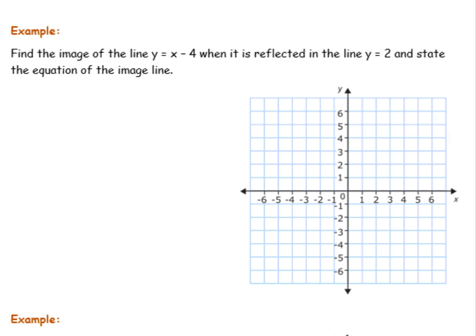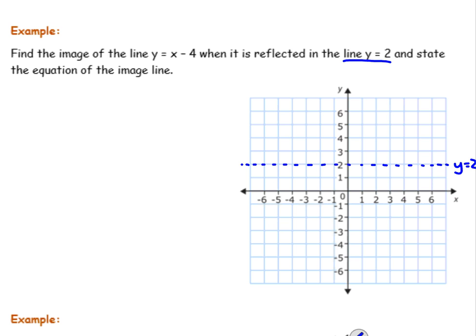Example. Last page. Find the image of the line y equals x minus 4 when it's reflected in the line y equals 2 and state the equation of the image line. Let's draw in the mirror line first of all. Y equals 2, a horizontal line. Oops. Vibration is getting a bit off. Here's our line, y equals 2.